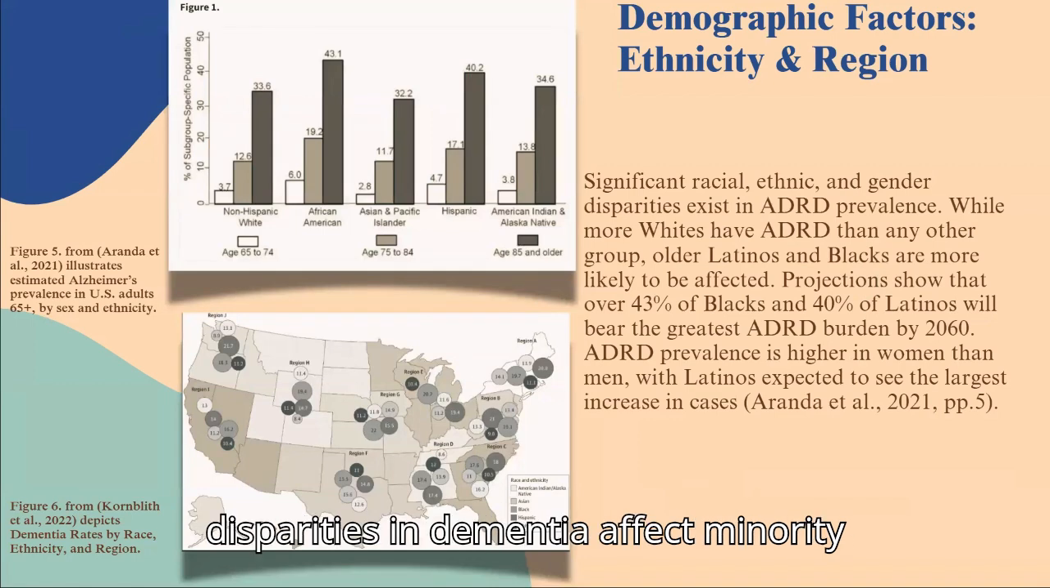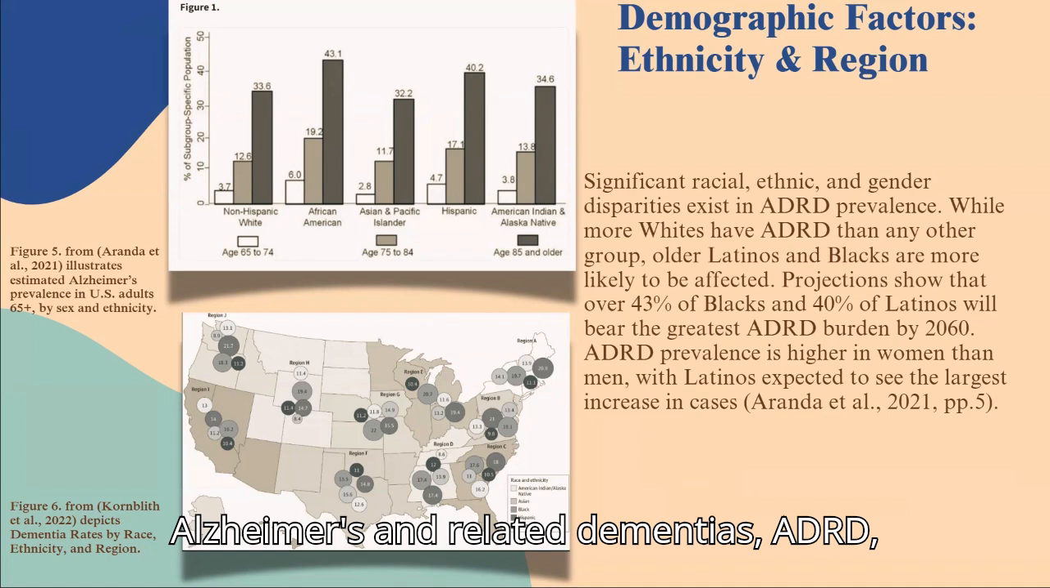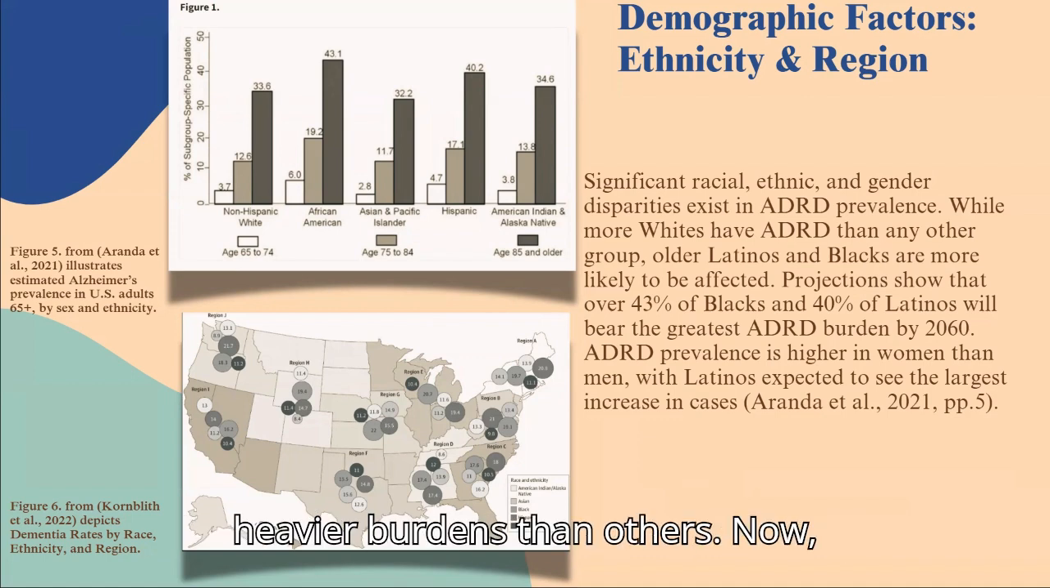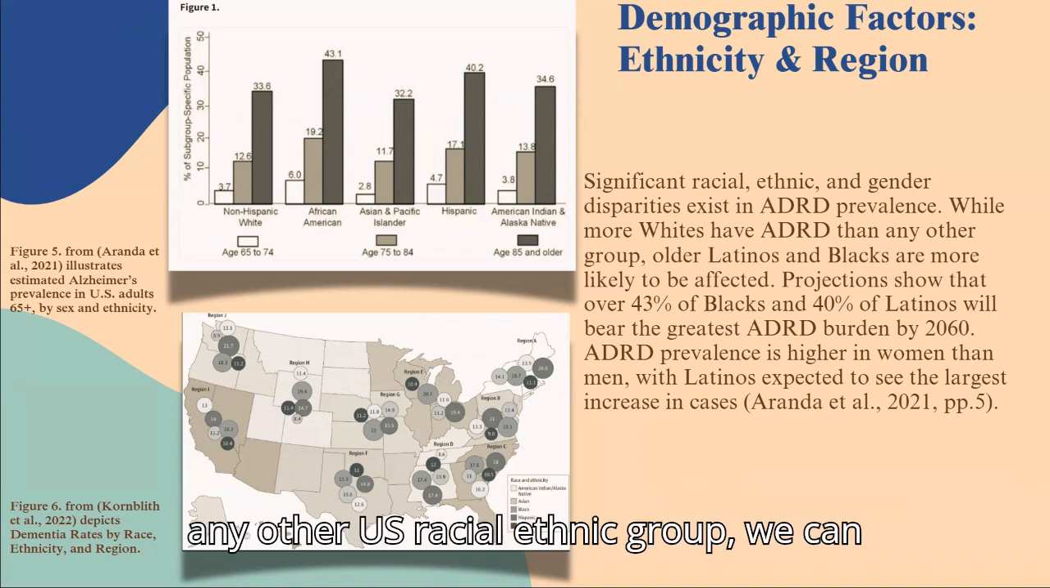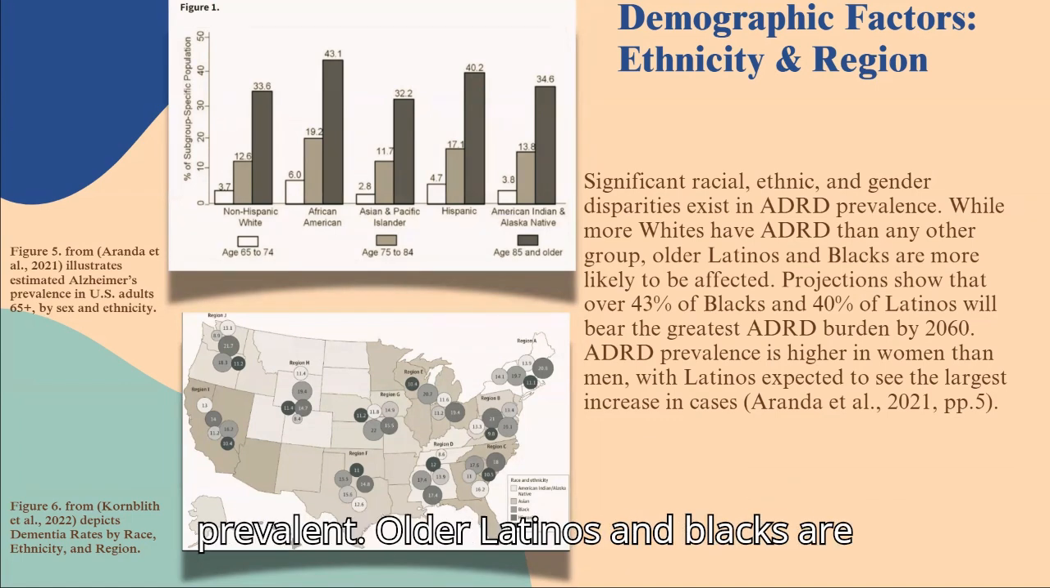Additionally, disparities in dementia affect minority groups who often face greater challenges than others, and the prevalence of Alzheimer's and related dementias, ADRD, varies by race, ethnicity, and gender, with certain ethnic groups experiencing heavier burdens than others. Although more whites live with ADRD than any other U.S. racial ethnic group, we can see that significant racial, ethnic, and gender disparities exist in ADRD prevalence.